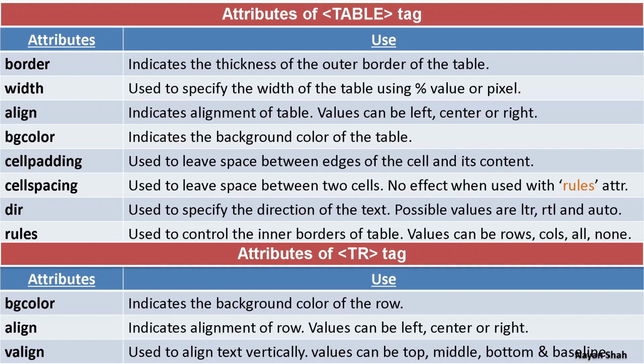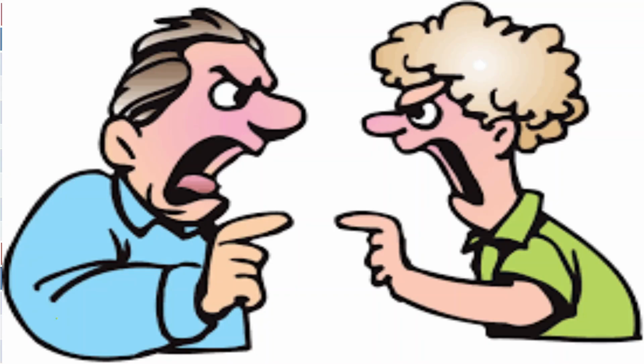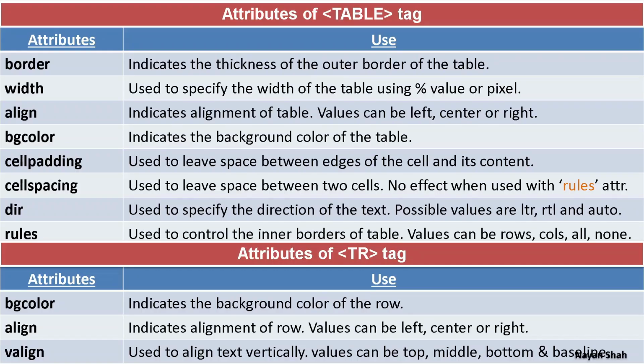Rules is used to control the inner borders of the table, and values can be rows, cols, all, or none. Rows, then only rows will have the linings. Cols, then only columns will have linings. All will have all the linings, and none means no linings. But remember, cell spacing and rules have some conflict. Means if you are using the rules attribute, you cannot use cell spacing.